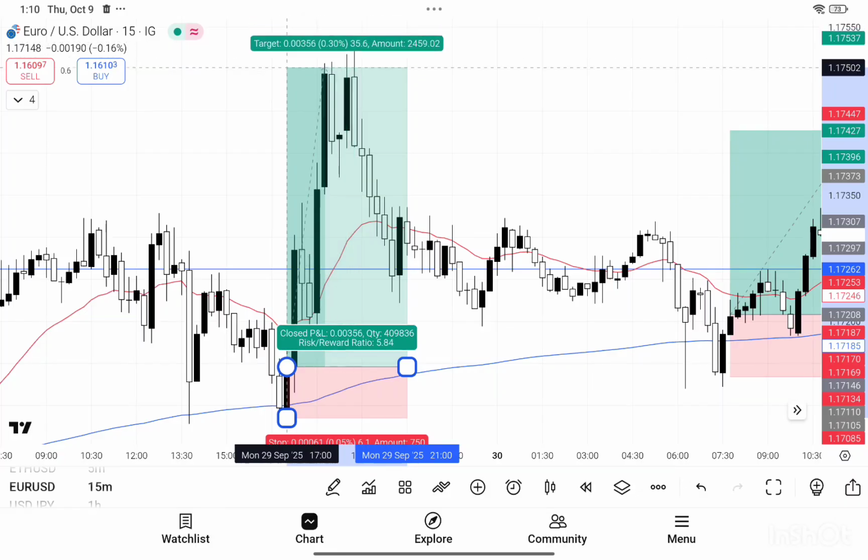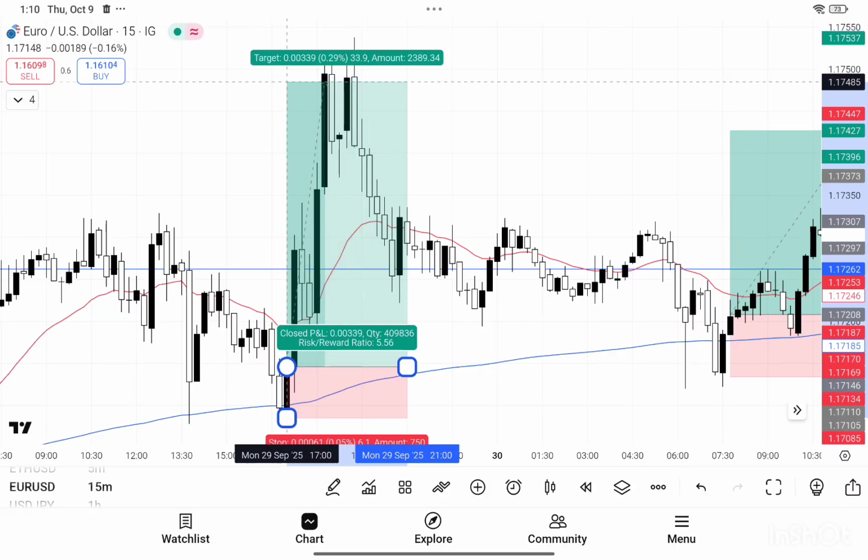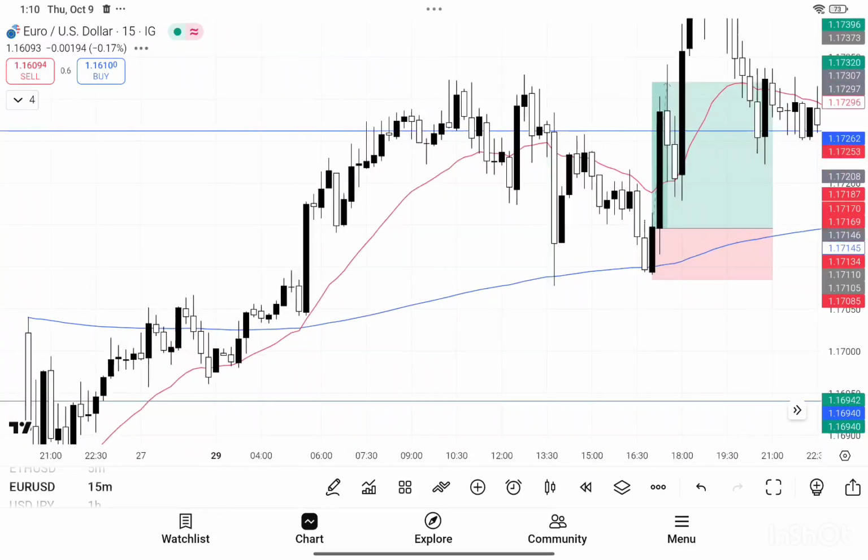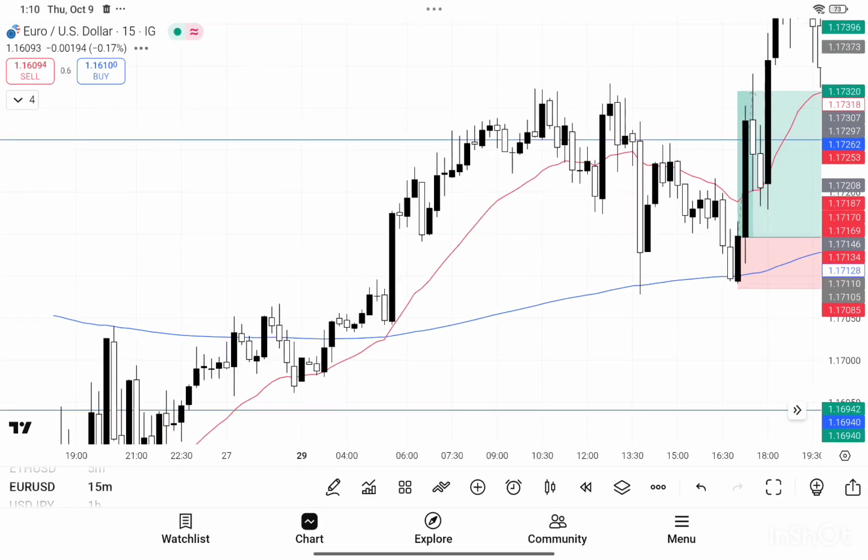You cannot capture till here. How much point you are getting? 342. Okay, you were trailing your SL. You were using the 20 EMA. You were trailing your SL, and it came back to the 20 EMA. How much points still you get? 174. 1:3 trade. More examples, I will show you.